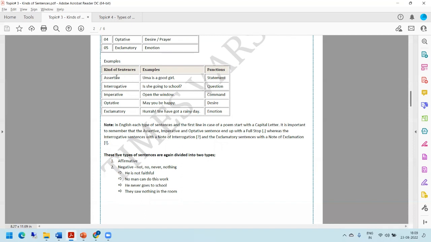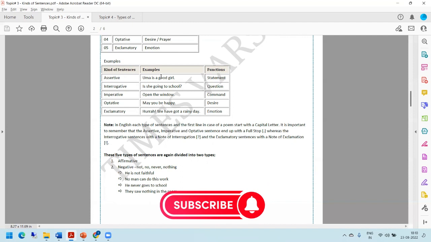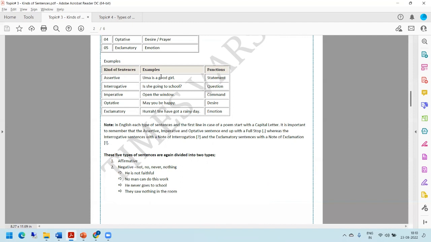negative. Even if it is assertive, interrogative, imperative, optative, or exclamatory, all these are again divided into 2 types: one is affirmative and the other is negative. Affirmative means a positive thing is being discussed. Negative means a negative thing is being discussed. In the negative sentence, we use words like not, no, never, nothing. So if we use these words in a sentence, it becomes a negative sentence.